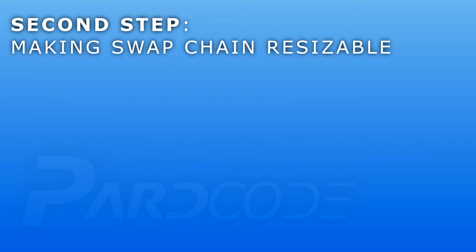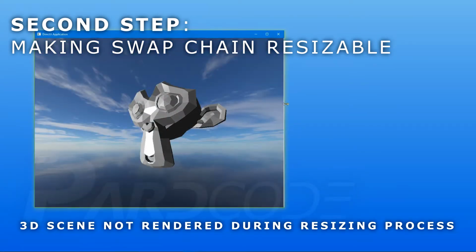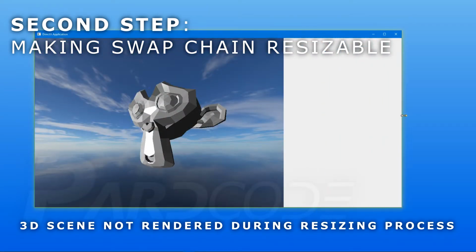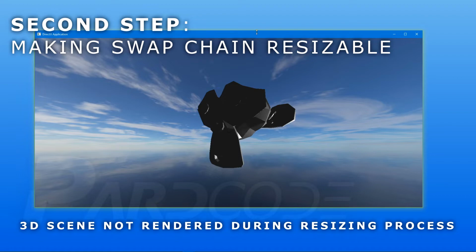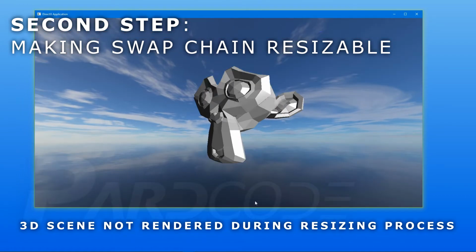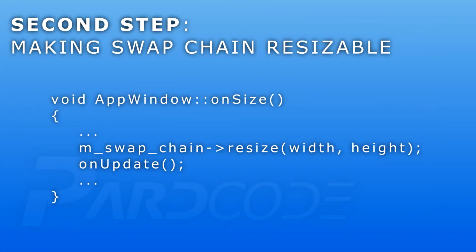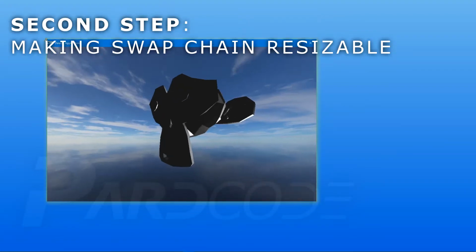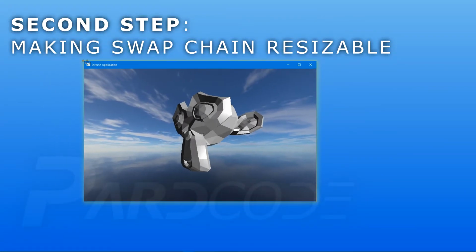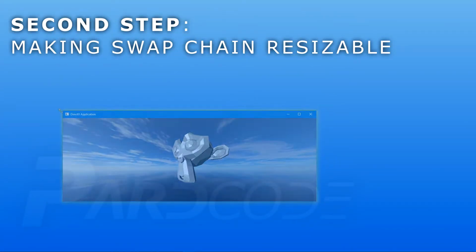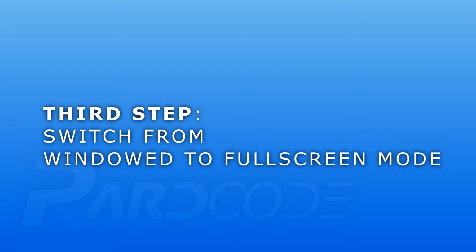Well, but at this point another problem arises. The scene is rendered, but only after the resizing process. To solve this issue, in the onSize method we can easily call the onUpdate method after the swap chain resize. Very well. Once we are able to correctly resize the window and the swap chain, the first step, that is the switch from window mode to full screen mode, is quite straightforward.